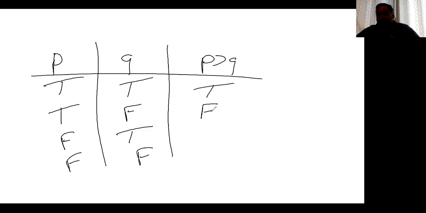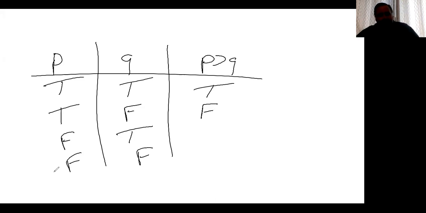If I say that if I come to the party, then everybody will be happy, and I'm at the party and not everybody's happy, then the statement that if I come to the party, then everybody's happy is false. It may be true that I'm there. It may be false that everybody's happy, but it's definitely false that if I'm there, then everybody's happy.